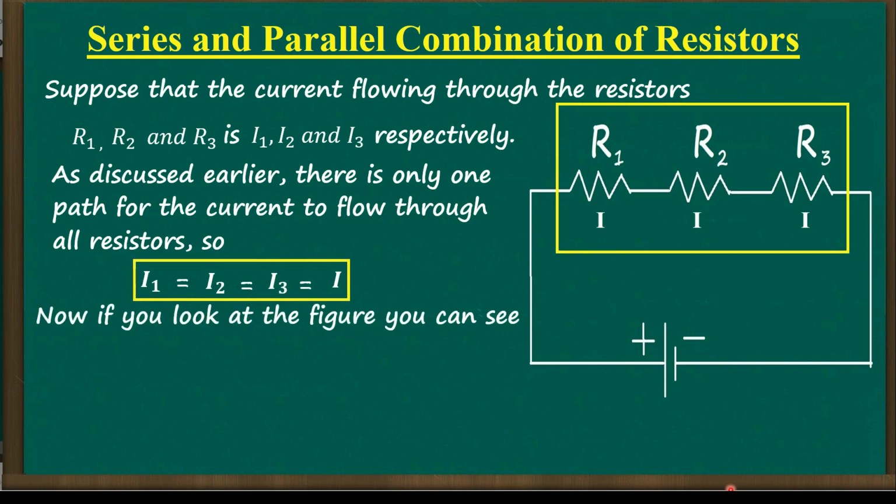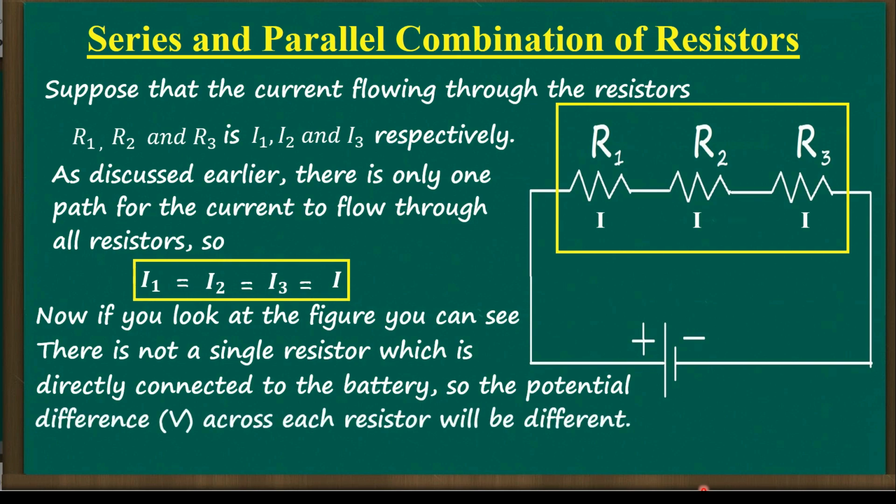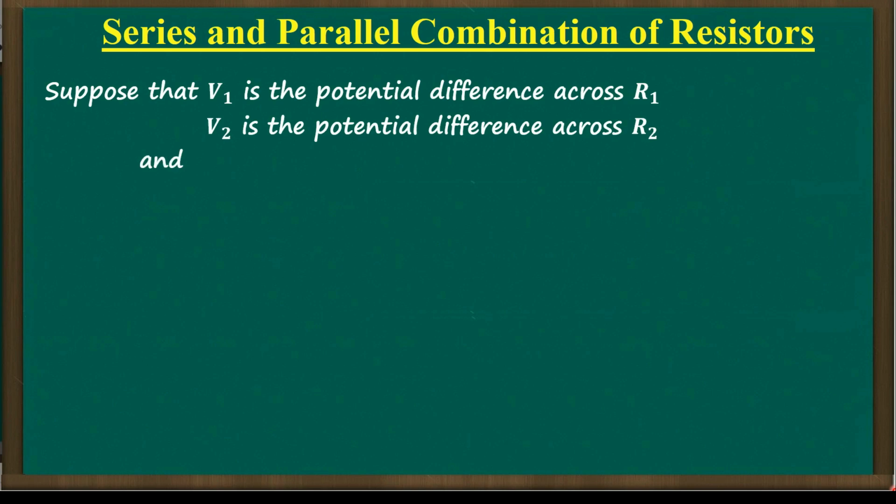Now if you look at the figure, you can see that there is not a single resistor which is directly connected to the battery, so the potential difference across each resistor will be different. Suppose that V1 is the potential difference across resistor R1, V2 is the potential difference across resistor R2 and V3 is the potential difference across resistor R3.